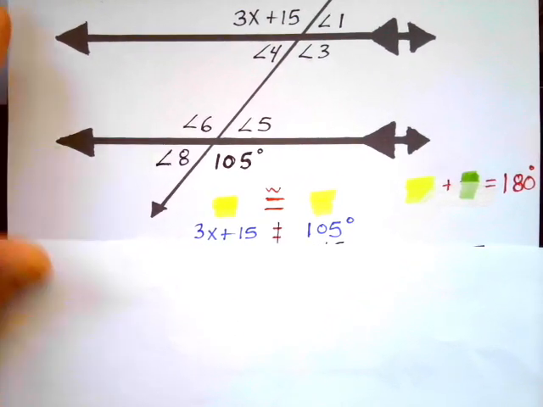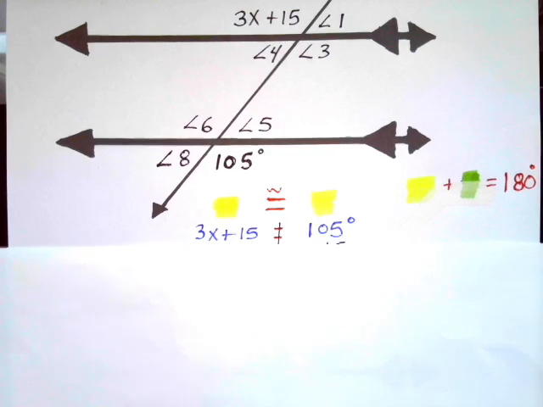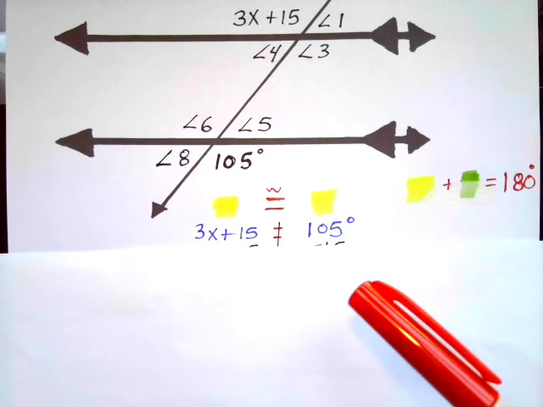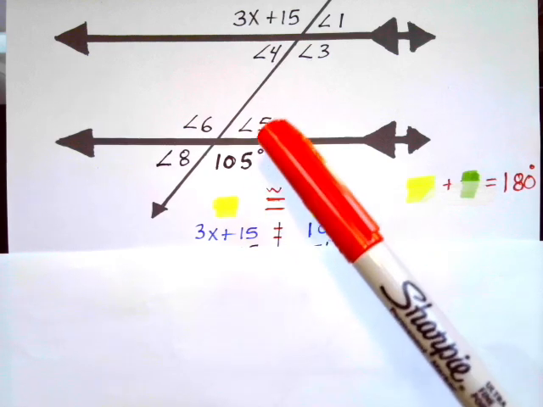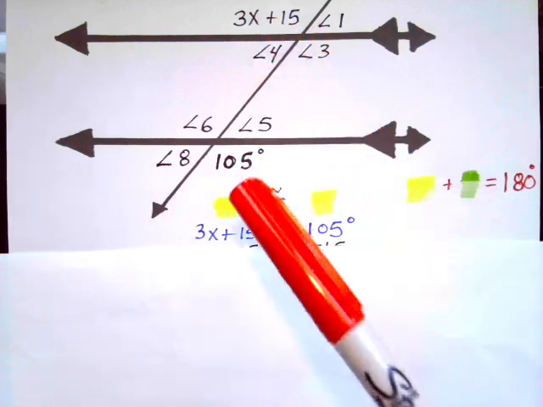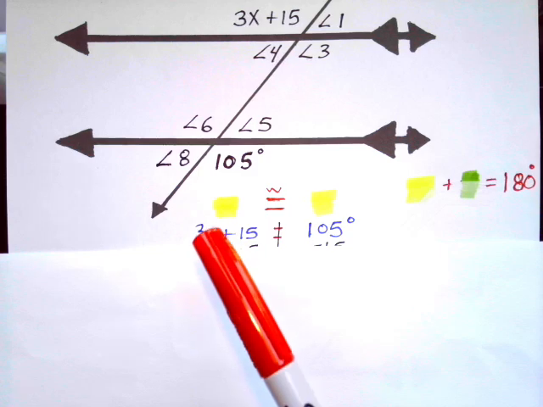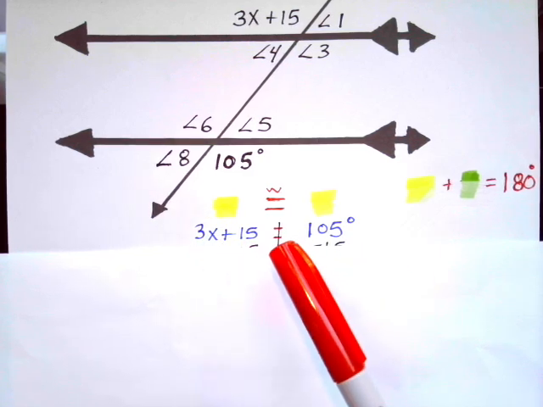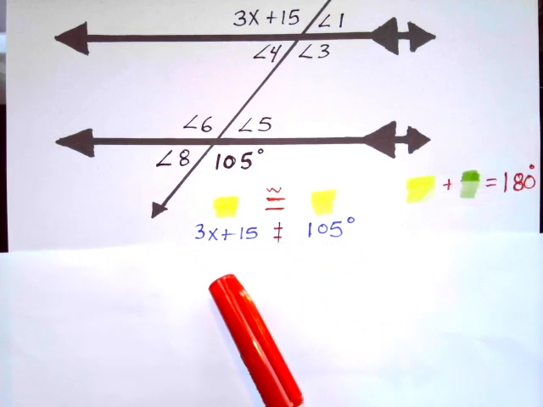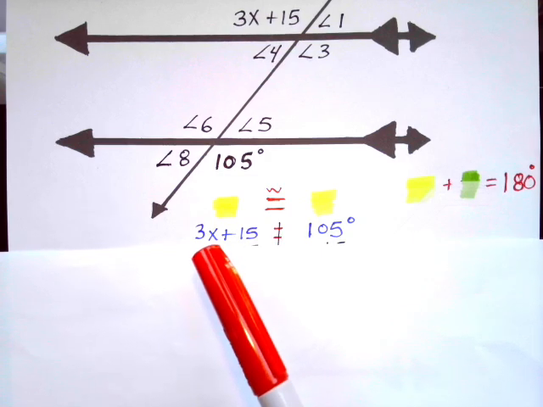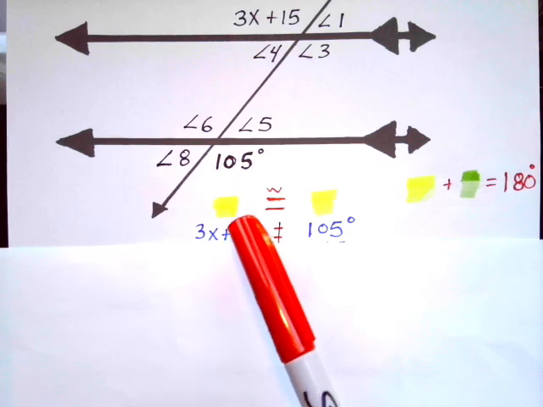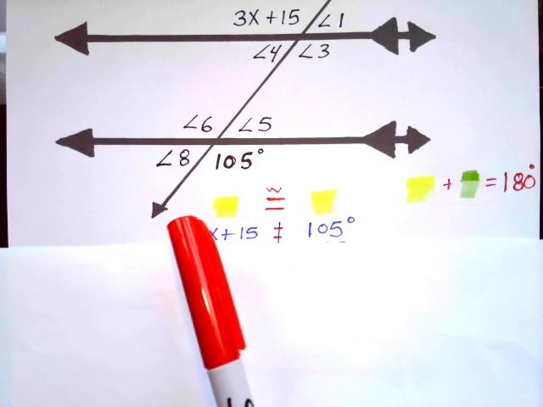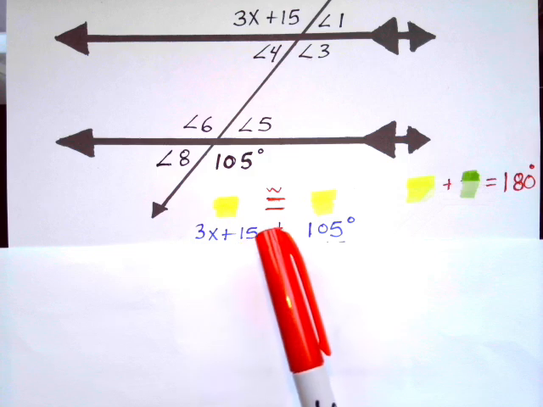All right, so again, 3x plus 15 is equal to 105, right? Because both of these angles are congruent, you can say they're equal to each other. So you set both of those angles equal to each other. Now it's a two-step equation. You want to get x all by itself. All right, so the first thing we do is eliminate the 15, and then we turn that 3 into a 1. Let's get into it.